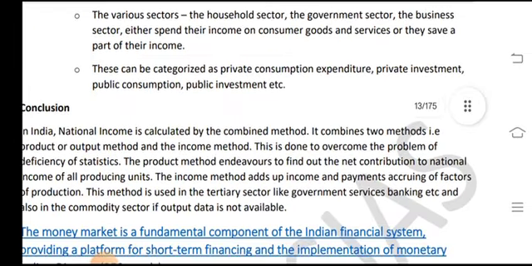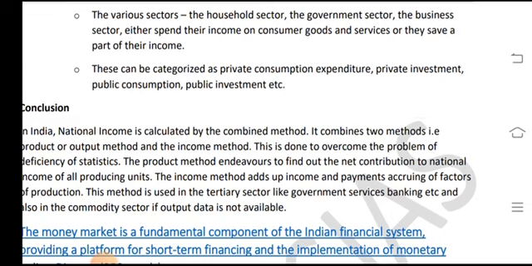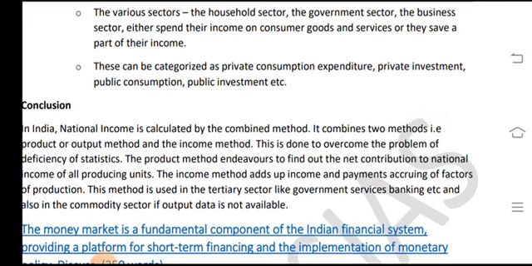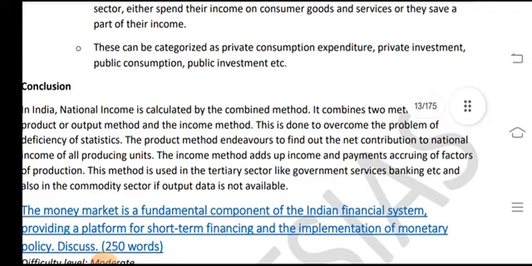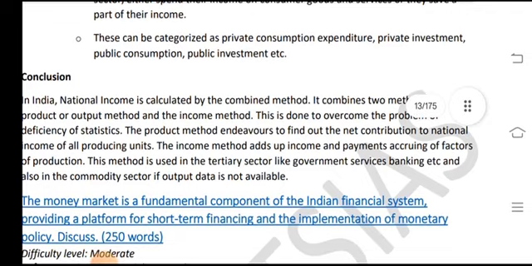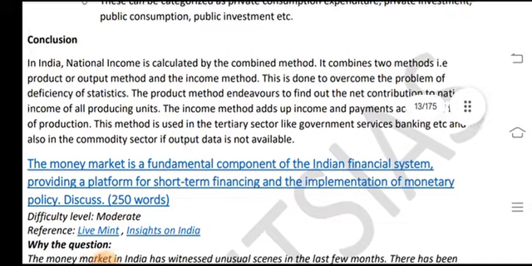In the expenditure method, the various sectors, the household sector, the government sector and the business sector, either spend their income on consumer goods and services or save a part of their income. Thus, expenditure can be categorized as private consumption expenditure, private investment, public consumption and public investment.